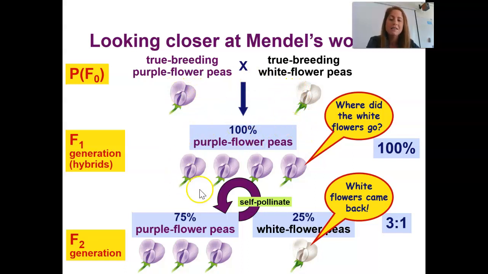But what he found was in this F1 generation that all of the flowers were purple. And so he was wondering, where did the white flowers go? At the F1 generation, he got 100% purple flowered. Then he just let this F1 generation self-pollinate as they normally would. And what he found was they ended up with a 3-to-1 ratio of purple to white flowers. And so this white flower that had somehow disappeared in the F1 generation reappears in the F2 generation, albeit in a smaller proportion than it had been in the original F0 generation.